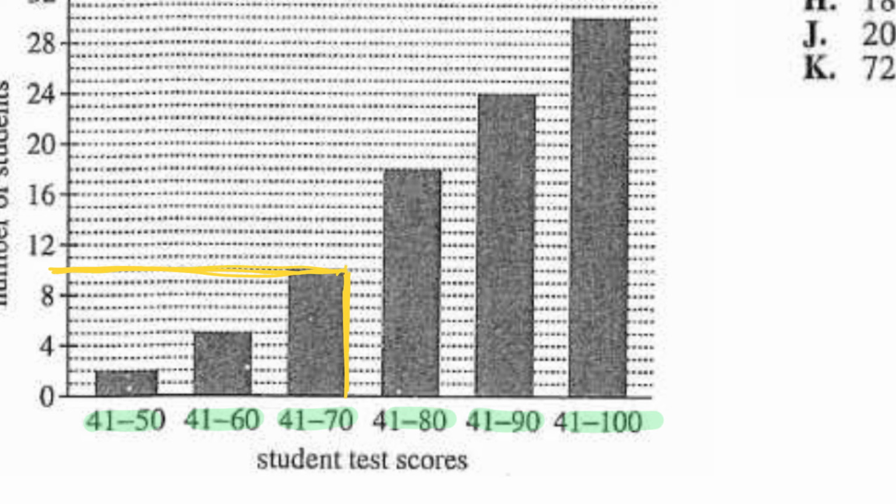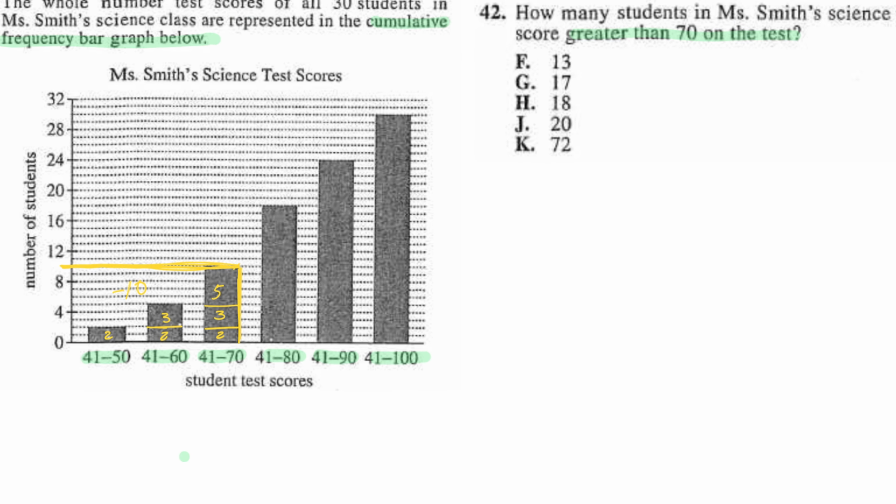So as I slide this over, I can see these are my from 41 to 70. That's all of these added up. See, this is 2. Well, this is the 2 plus an additional 3. That's how a cumulative frequency is. This is 2 plus the additional 3, and then that takes us to 10, so that would be an additional 5. So when we get to the 70, there are 10 students that did not score higher than a 70. So if there were 30 students and 10 did not score higher, that means that 20 did.